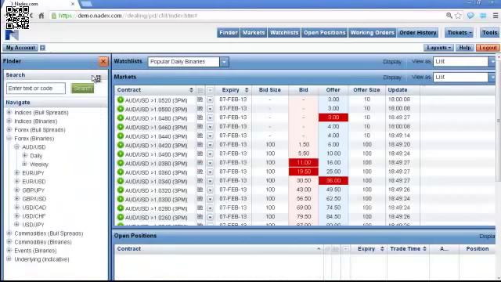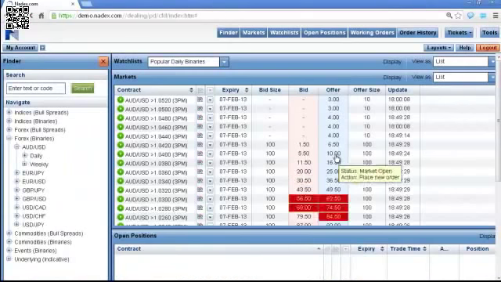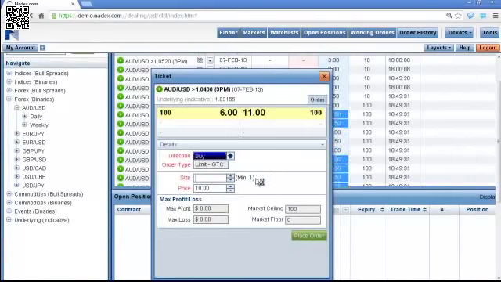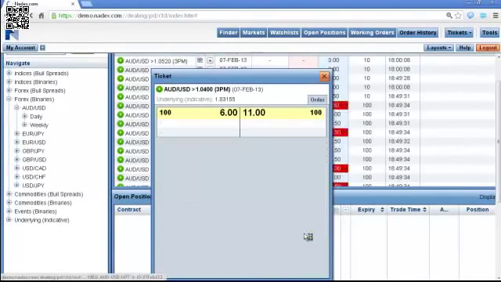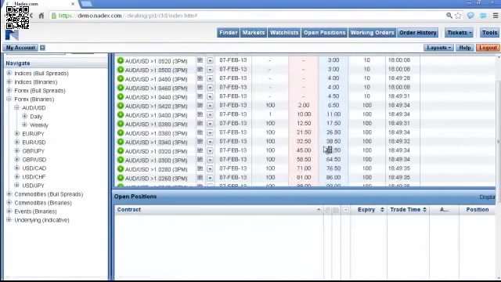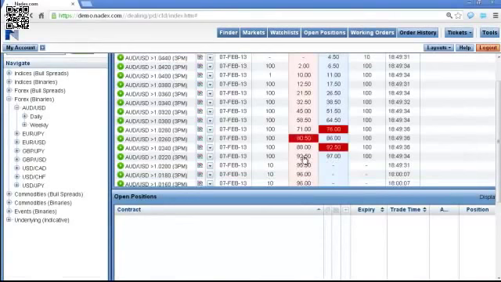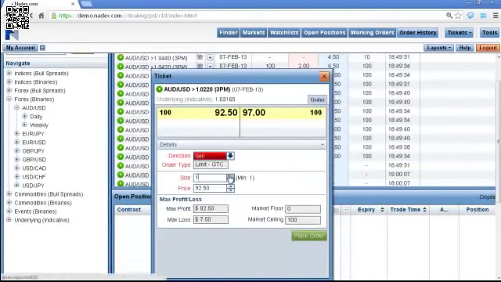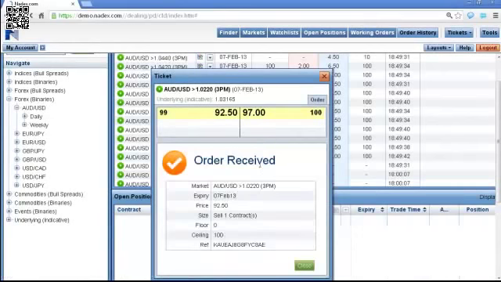So as an example, let's say we went in and we bought this one right here for a $10 risk. Okay, bought one contract, we'll hit place order. And then we sold this contract right here for about a $10 risk. We'll place that order.